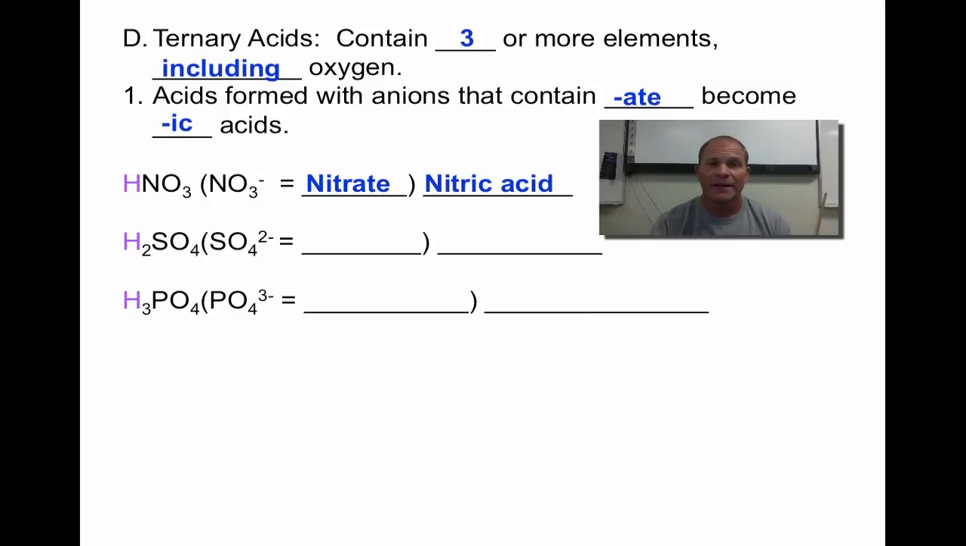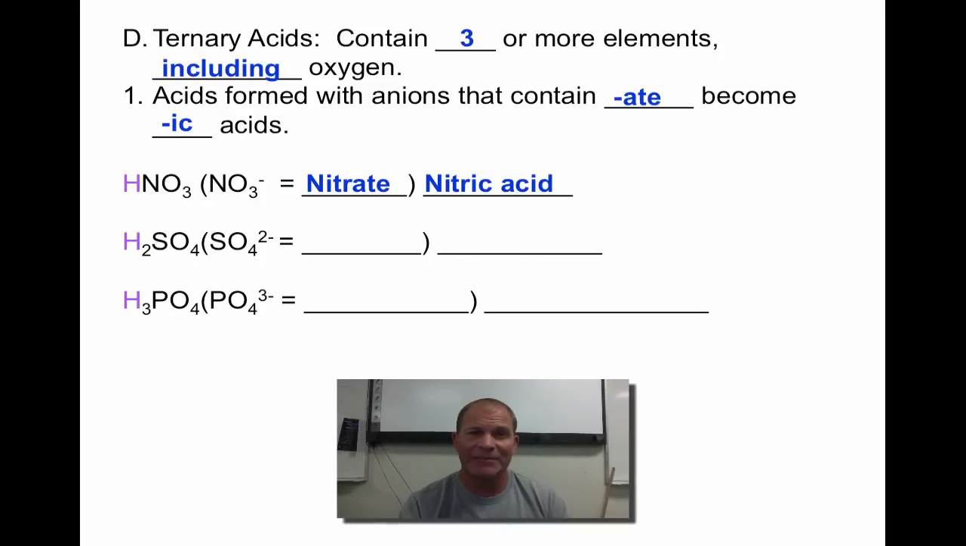So look at this. My hydrogen is a +1, nitrate is a -1, and they come together in a 1-to-1 ratio and zero each other out. That's why I only need one hydrogen. Look down, my next one, sulfate's a -2, so I need 2 hydrogens to zero it out. Phosphate's a -3, so I need 3 hydrogens to zero it out. So it is a type of ionic compound, but the hydrogen is acting as my cation in this situation.